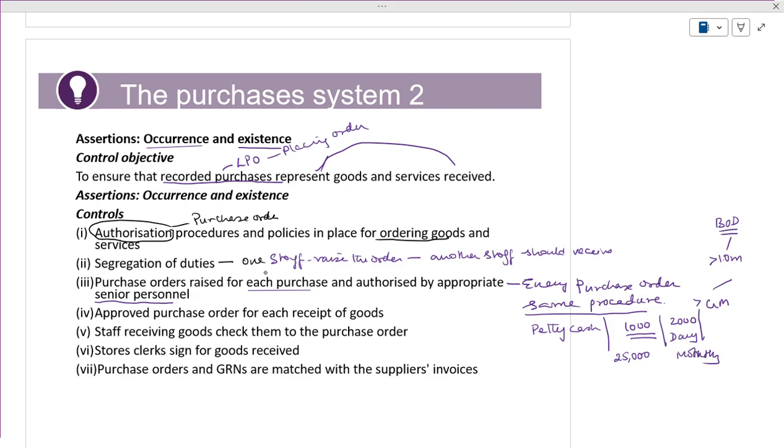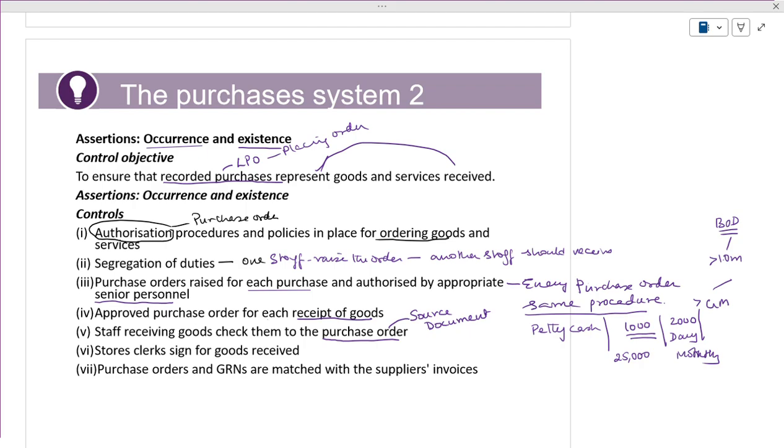Approved purchase order for each receipt of goods. Whatever we are receiving, again we have to cross verify that we have received the goods and whether there is a purchase order or not. Staff check the goods against it, because a purchase order is a source document. Everything is based on the purchase order only.